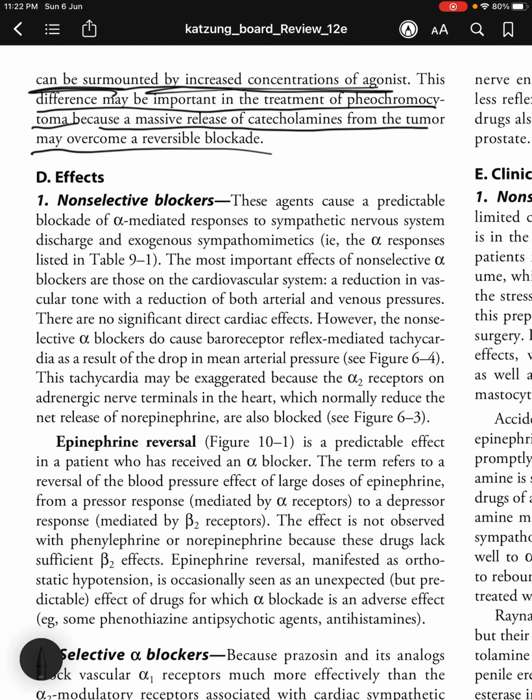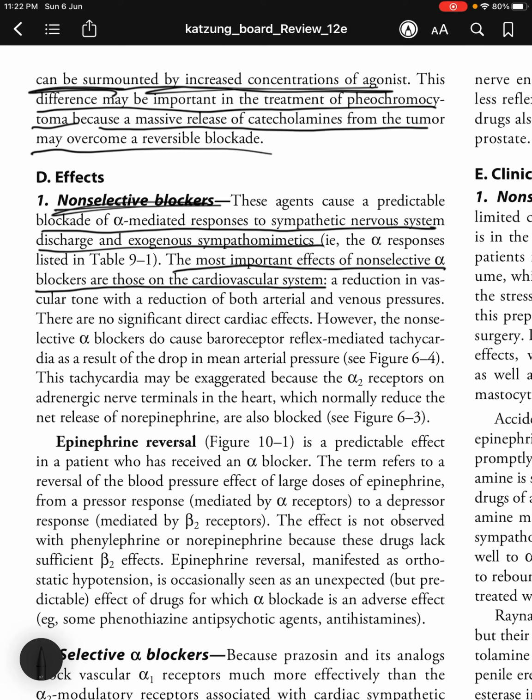So coming to the effects of these alpha blockers, we have non-selective blockers. These agents cause a predictable blockade of alpha-mediated responses to sympathetic nervous system discharge and exogenous sympathomimetics. The most important effects of non-selective alpha blockers are those on the cardiovascular system: a reduction in vascular tone with a reduction of both arterial and venous pressures. So if you block alpha receptors non-selectively, there is a reduction in both arterial and venous pressure. So you are lowering the blood pressure at both ends. There are no significant direct cardiac effects.